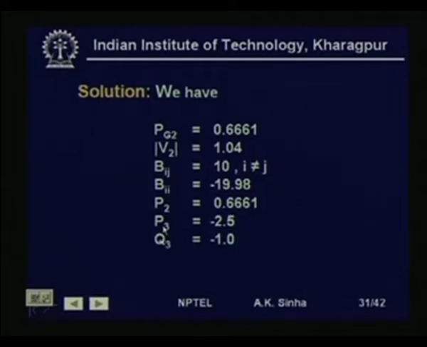P3 is Pg3 minus Pd3. So, Pg3 is 0, Pd3 is 2.5. So, P3 is equal to minus 2.5. Similarly, Q3 is equal to Qg3 minus Qd3. So, Qg3 is 0 and Qd3 is 1.0. So, Q3 is equal to 0 minus 1.0, which is minus 1.0.